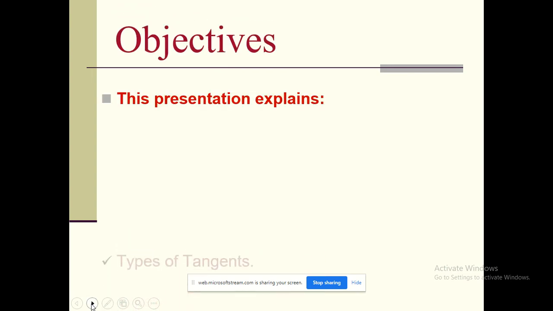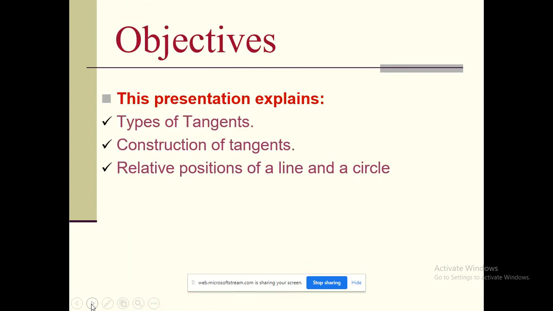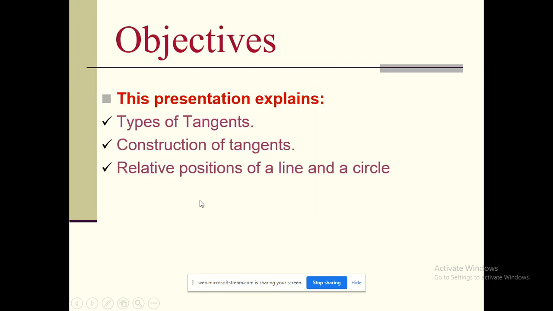What we're gonna learn this? We're gonna learn what does mean tangent, how do we draw the tangent, and what is the relative position of a line and the circle. Those things don't need to write it, just focus with me, guys.